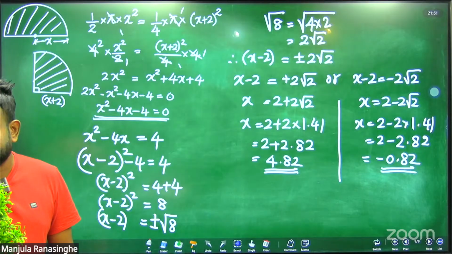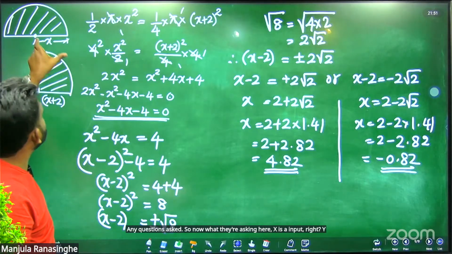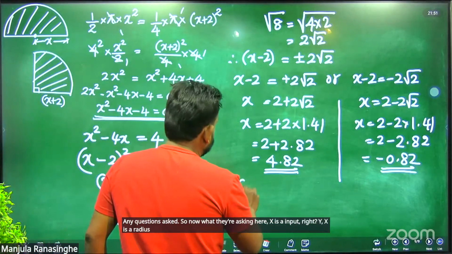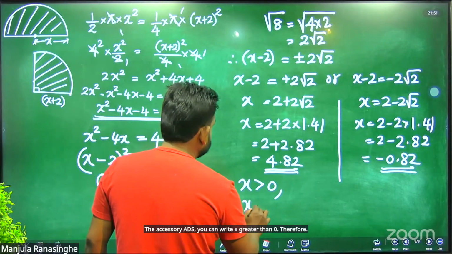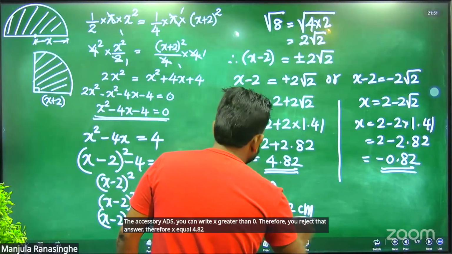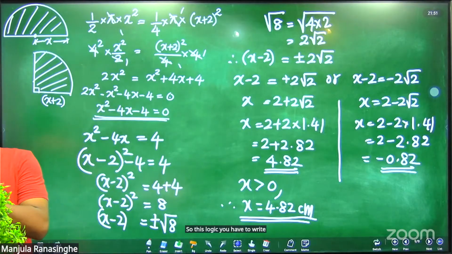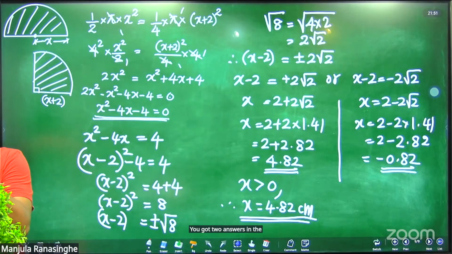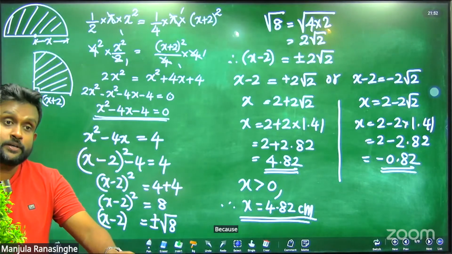Any questions? Now what they're asking here, x is a length, right? Why? X is a radius. Here x is a radius, so you can write x greater than 0. Therefore, you reject that answer. Therefore, x equals 4.82 centimeters. So this logic, you have to write. You got two answers in the quadratic solving, but you reject one because x has to be a length.